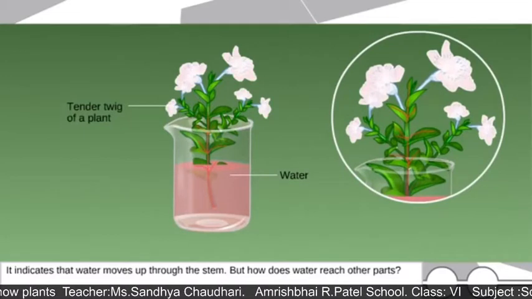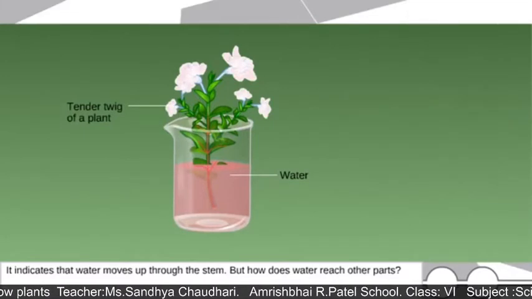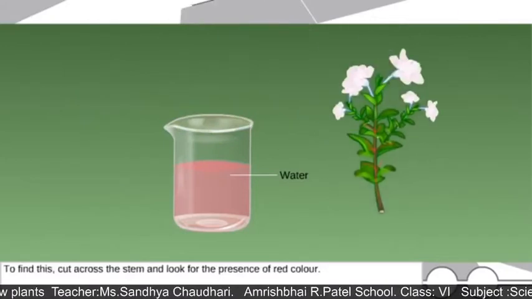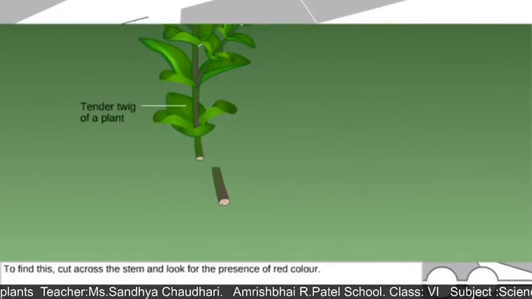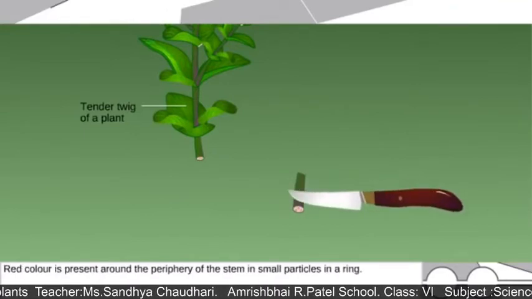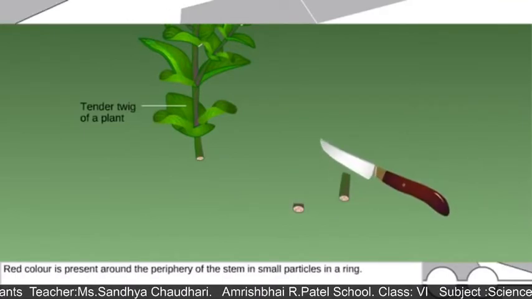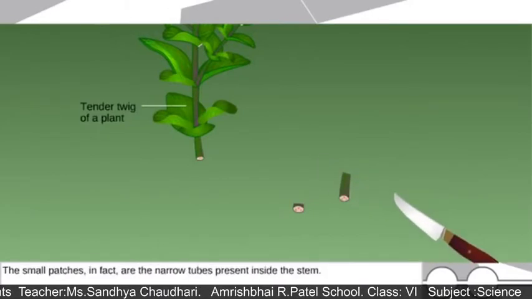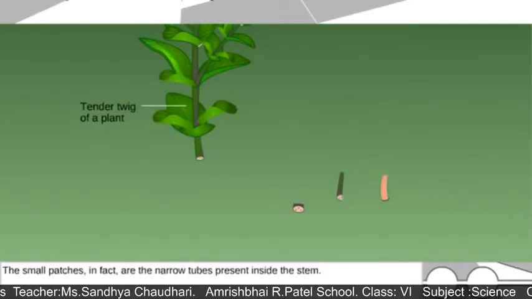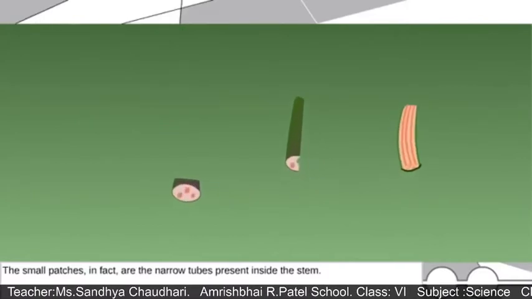But how does water reach other parts? To find this, cut across the stem and look for the presence of red color. Red color is present around the periphery of the stem in small patches in a ring. The small patches are, in fact, the narrow tubes present inside the stem.